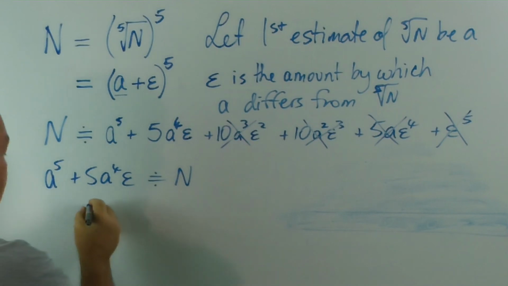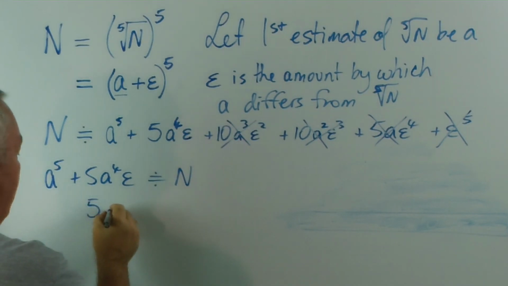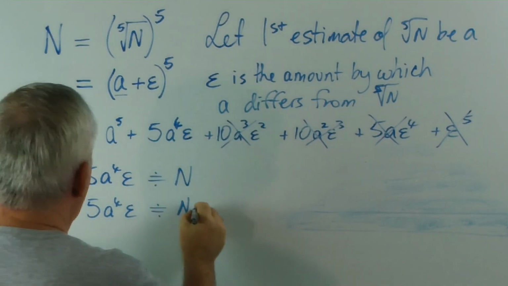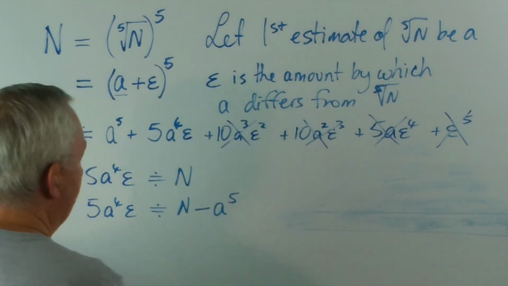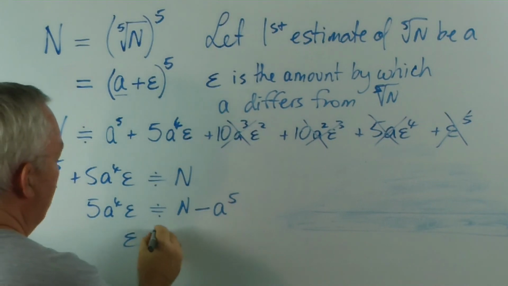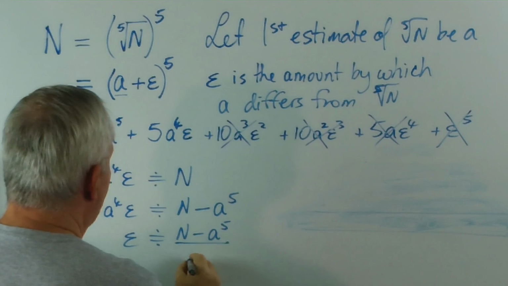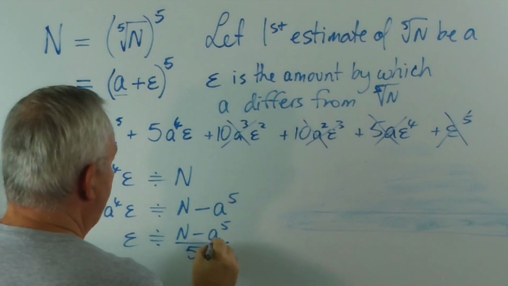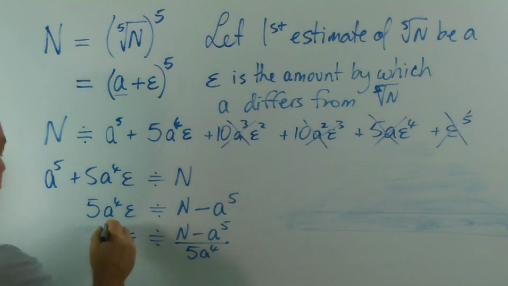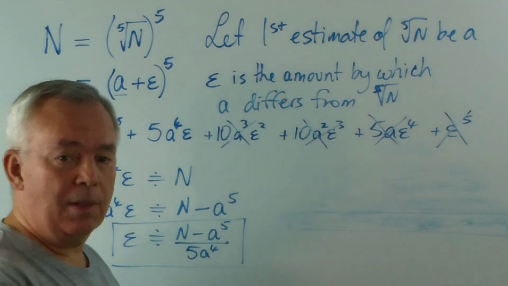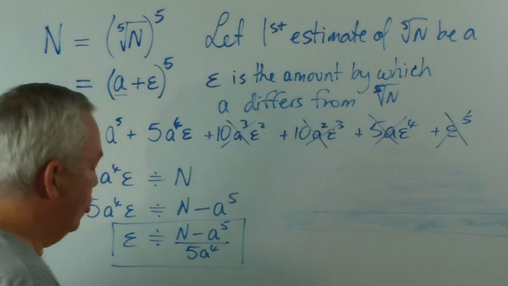Subtracting a to the fifth power from both sides will give 5 a to the 4 epsilon is approximately equal to n minus a to the fifth, and epsilon will be approximately n minus a to the fifth over 5 a to the 4. And that's the expression we're going to use. Now, I will use this with some number very shortly.